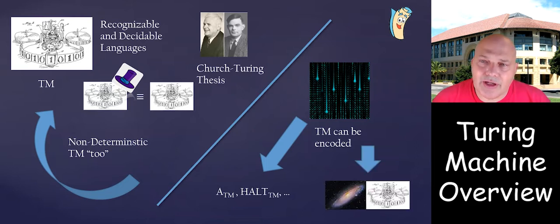In addition, this will allow us to talk about the notion of a universal Turing machine that can simulate any other Turing machine. This is kind of a separation between software and hardware in this very, very basic model of Turing machines.